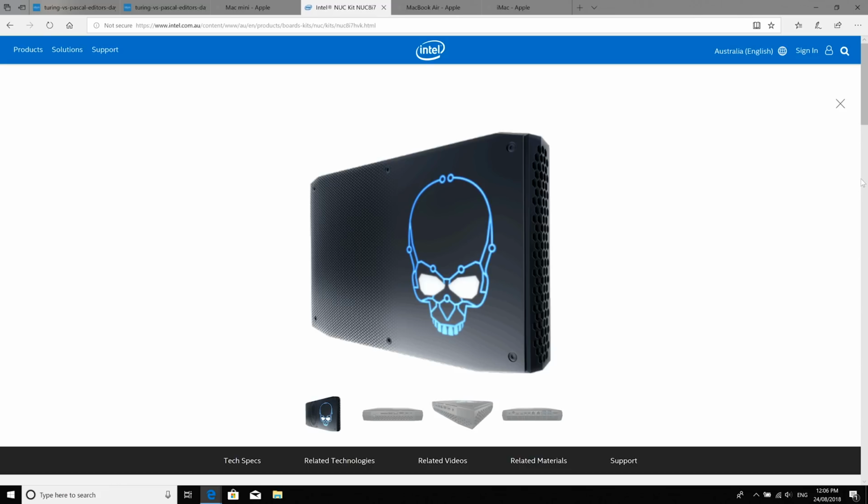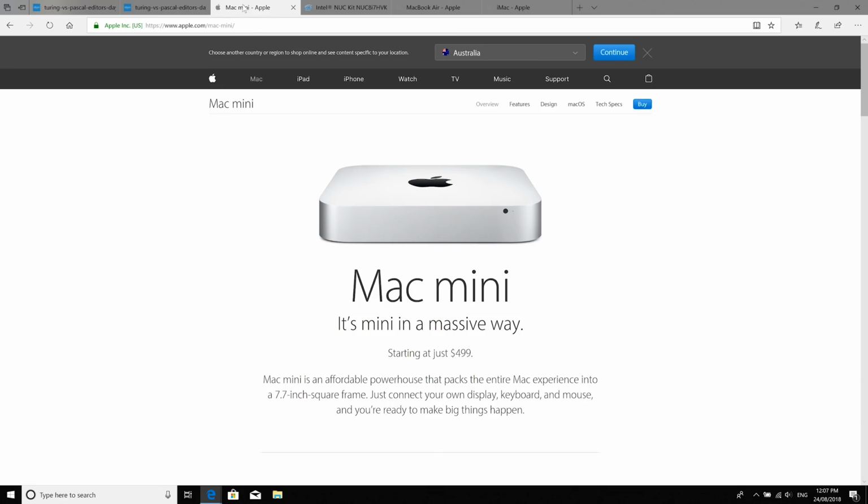Because this is $1,000 US, this Hades Canyon with no storage and no RAM. So it's going to be $1,500, $1,600 by the time you put those things in. So I can't imagine it's going to be a cheap Mac Mini if that is the case. So I'm a bit disappointed in that way, but I'm super happy to see that they're upgrading this. But I really do wish they had a low-cost model too, and, you know, have something like just a 15-watt quad-core in there. I'll be happy.